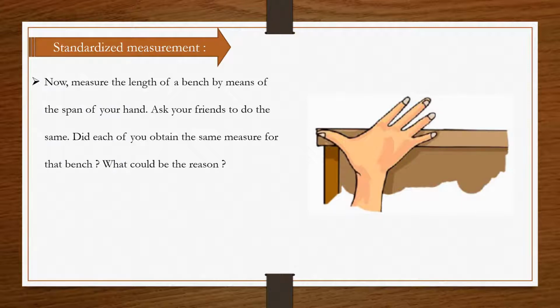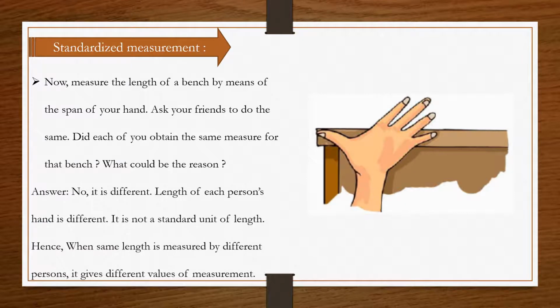Did each of you obtain the same measure for that bench? What could be the reason? Correct. We did not obtain the same measure for that bench. So, the measure of the bench is not the same, it is different, and the length of each person's hand is different. It is not a standard unit of length. So, hence, when the same length is measured by different persons, it gives different values of measurement.